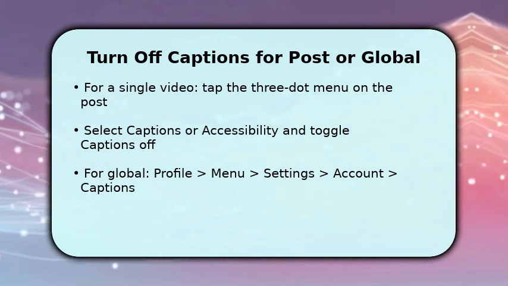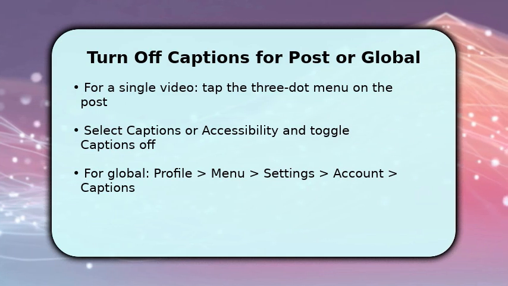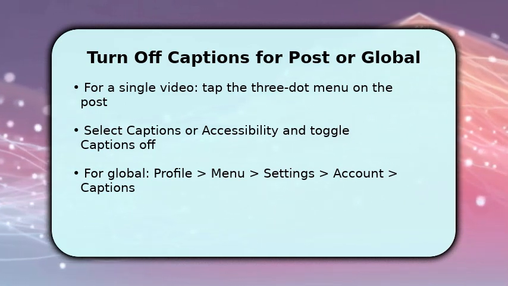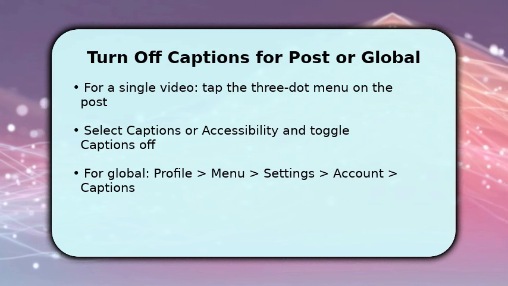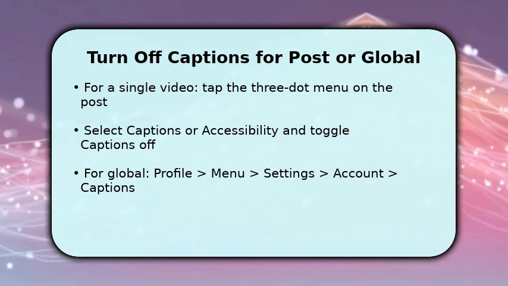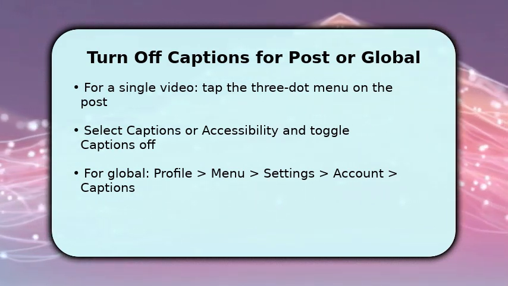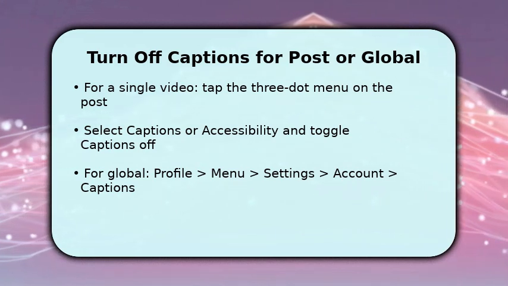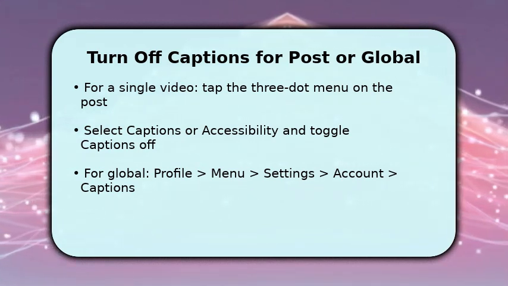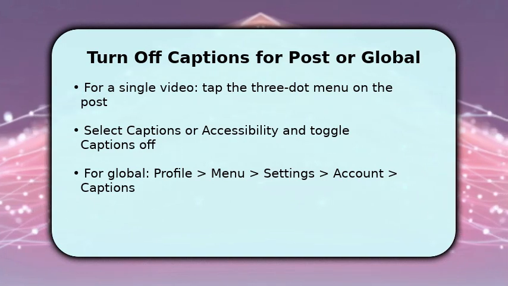If you want captions off for everything, go to Profile, open the menu, choose Settings, then Account and Captions, and toggle the global captions setting off. You do this so captions stop auto-displaying. It doesn't delete any caption data. Finish by refreshing the video or restarting Instagram to confirm the transcript is gone.